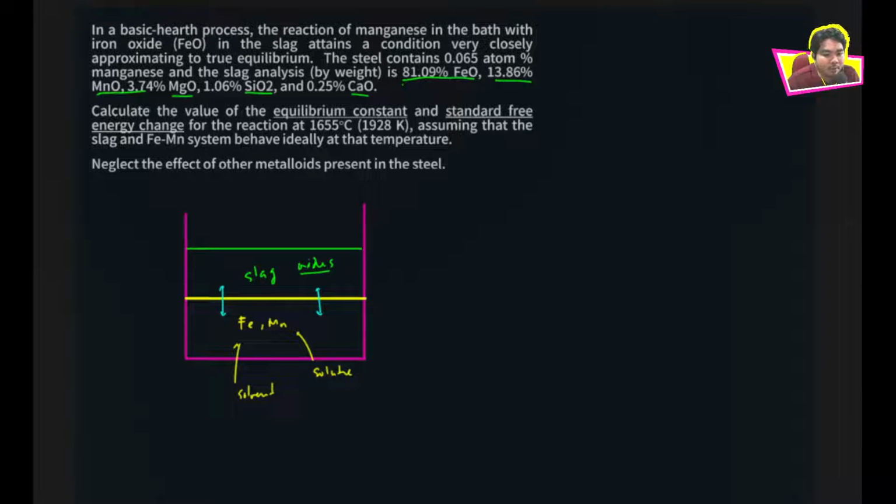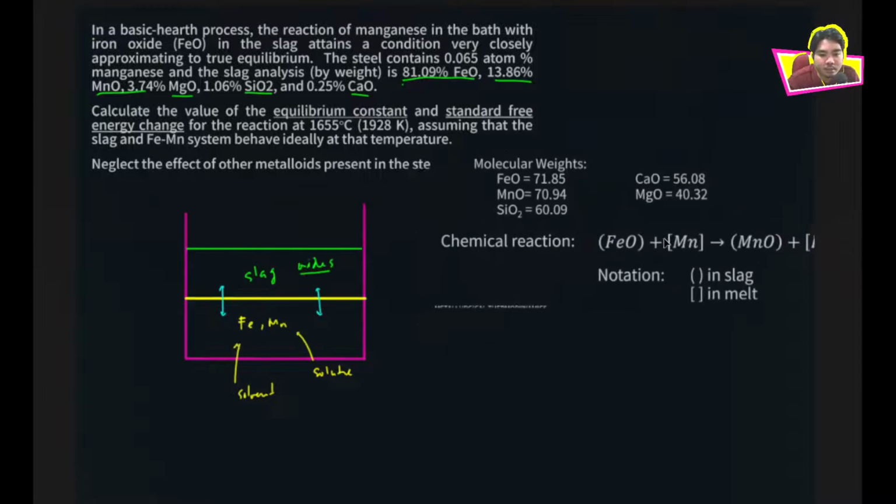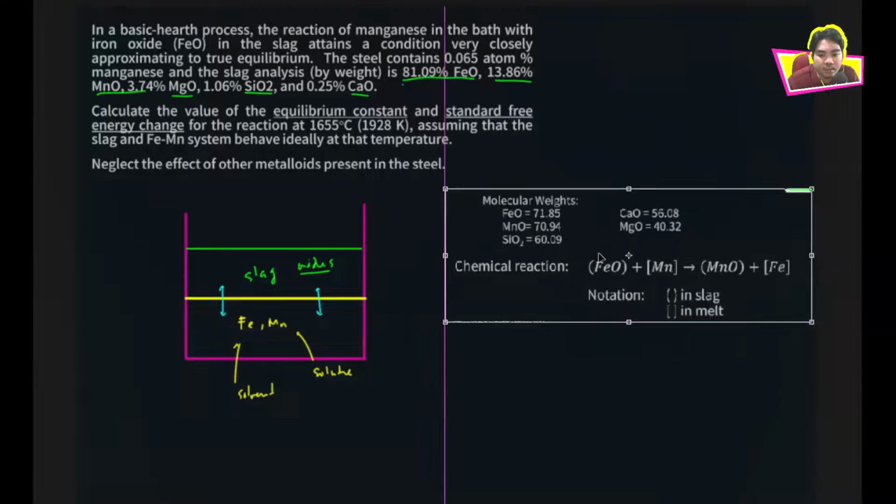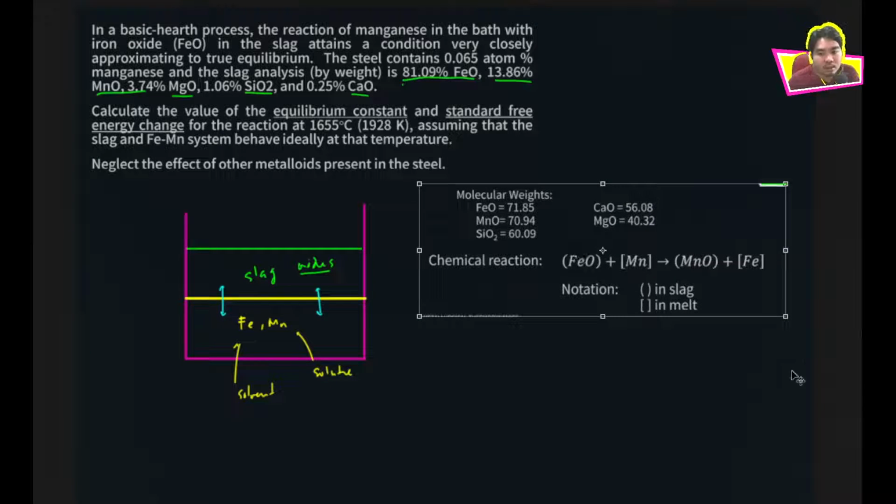So, we have yung chemical reaction natin na hindi ko pala nakopya. And I think we should also get the molecular weight. So, given naman. So, nandito siya. Okay? So, ito yung molecular weights as well as the equation, no? Okay? So, ang sinasabi dito is that this is the reaction. We have FeO plus Mn will yield MnO plus Fe. So, this is our main reaction.